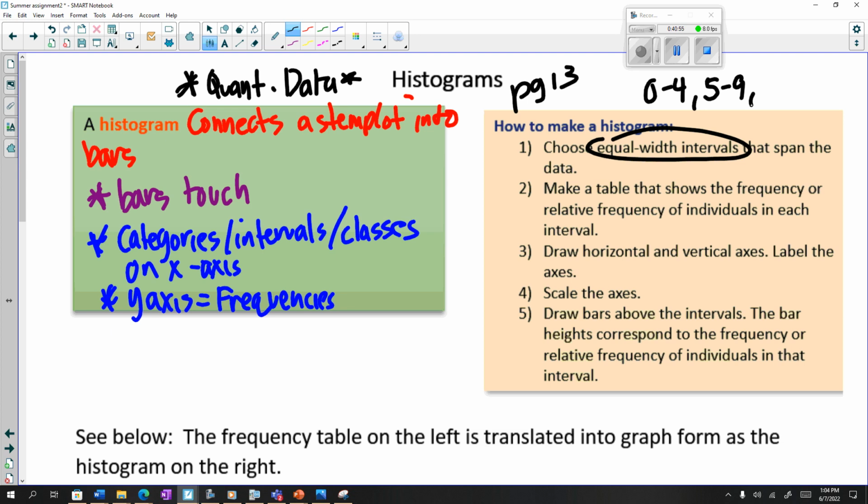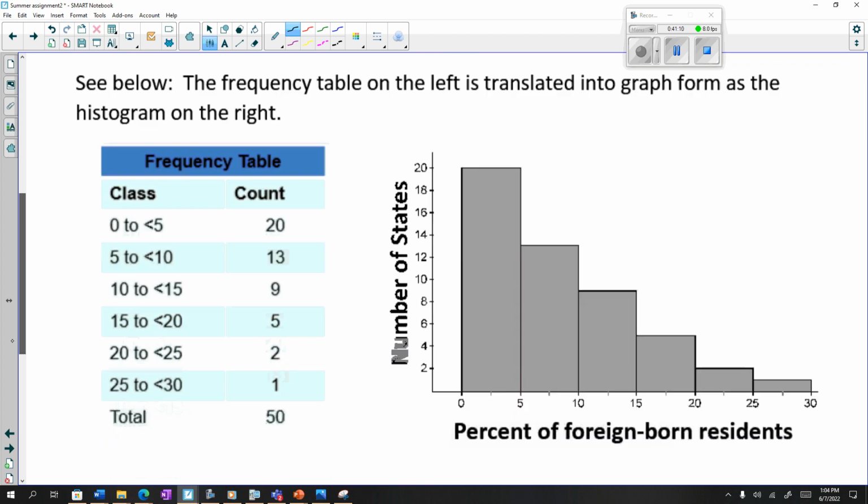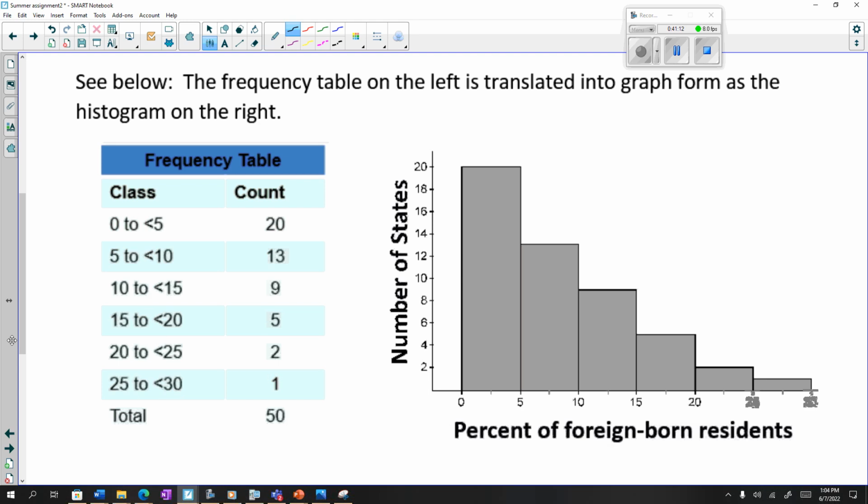Make a table that shows the frequency. So first make a frequency table. Then you draw the horizontal and the vertical axes. You label them, scale them, and then you draw the bars and make sure that the bars touch. Okay? So let's see one below. You've seen a histogram before, like maybe in middle school or something. So here we have a frequency table.